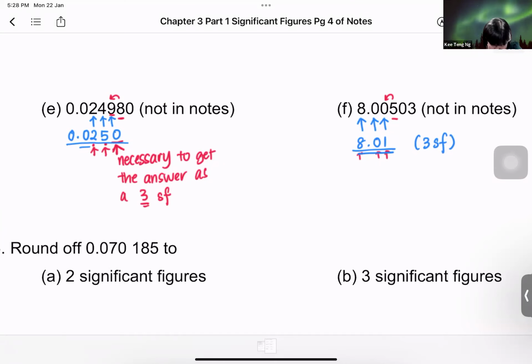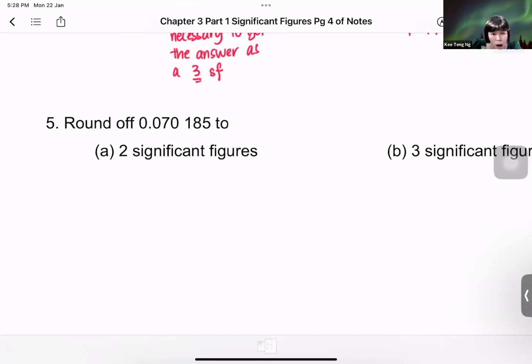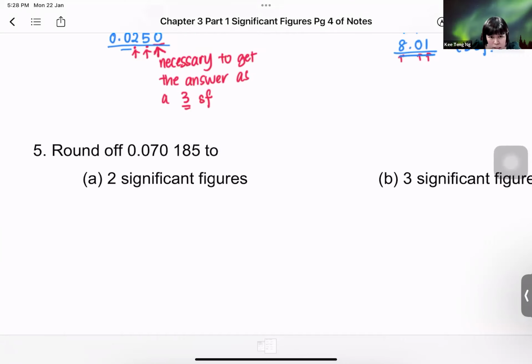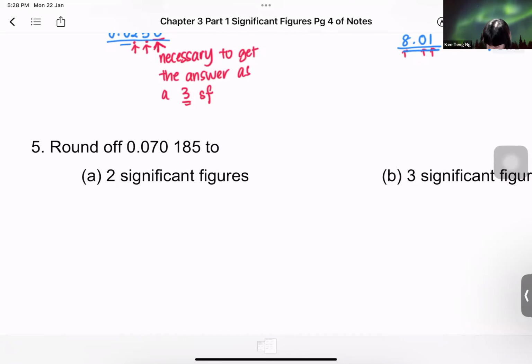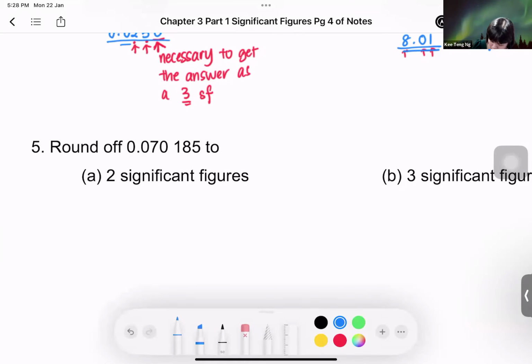Next, we'll move on to question number 5. Round off this number respectively, the first one to 2 significant figures. So let me just write down my number first. 0.070185, 2 significant figures. Let me look for the first non-zero number. The next significant figure will be 0. Right. Then I need to look at my number over here. Do I round or do I leave it alone?